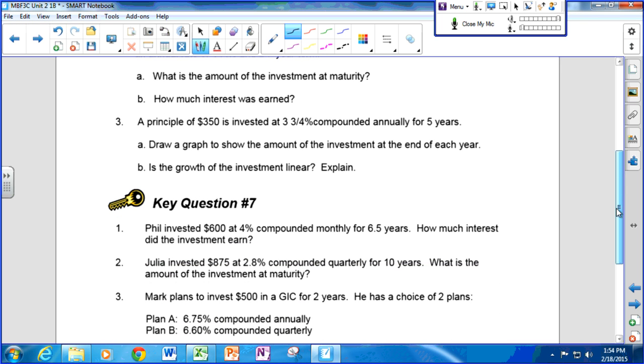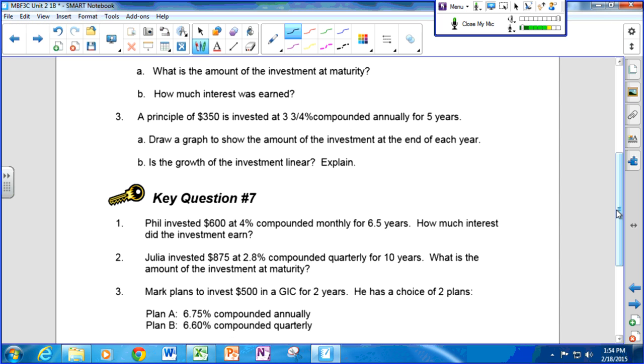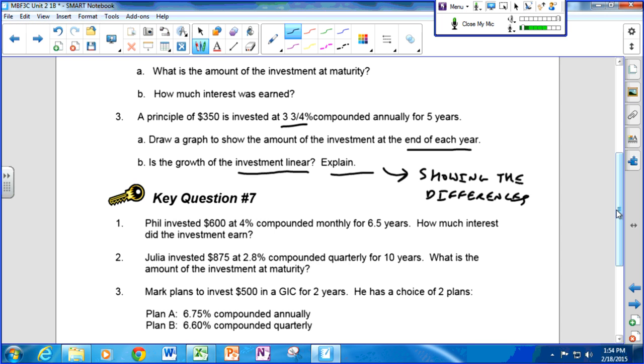All right, and finally 3. A principal is invested at 3 3/4 or 3.75% compounded annually for 5 years. Draw a graph to show the amount of the investment at the end of each year. So you're going to need a table to go with that as well. Is the growth of the investment linear? Explain. Now explain would be showing the differences. Or you can refer to the graph and say, well, it's not a straight line. The points don't lie on a straight line. That's what they mean by explain.